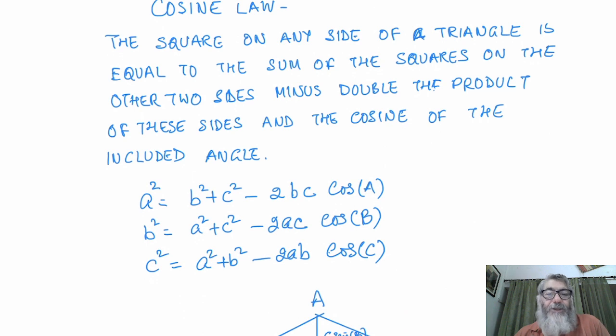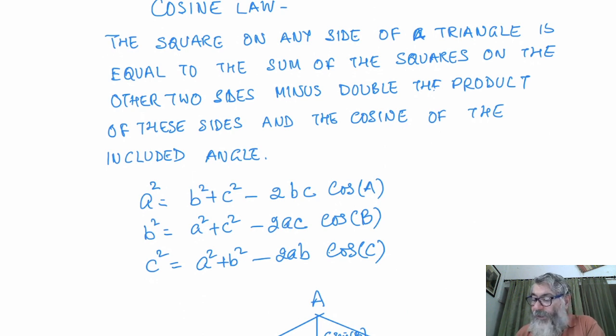Similarly, if I take B square, then B square will be A square plus C square minus 2AC cos B, because between A and C the angle is B. And similarly, C square will be equal to A square plus B square minus double the product of sides A and B, AB, and between A and B the angle is C, so 2AB cos C.